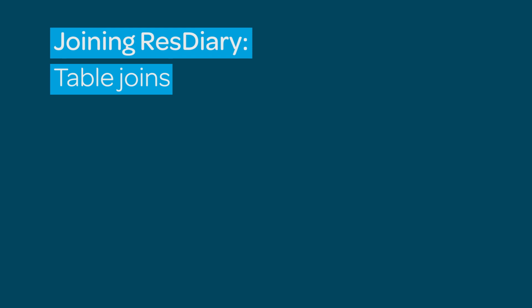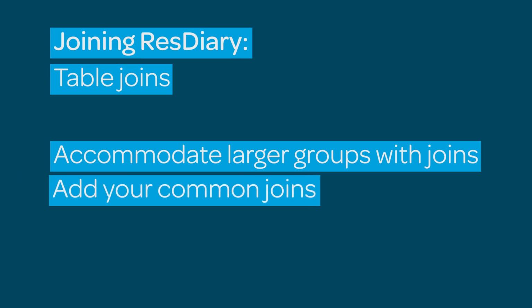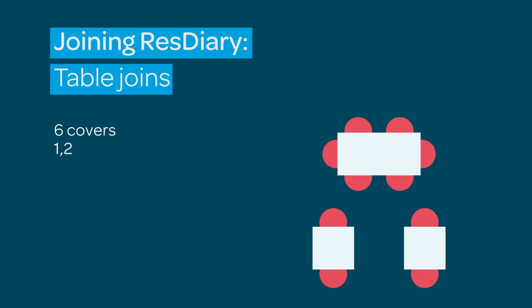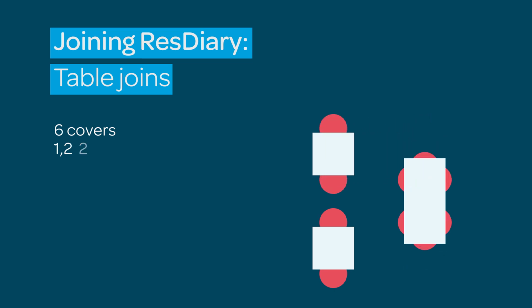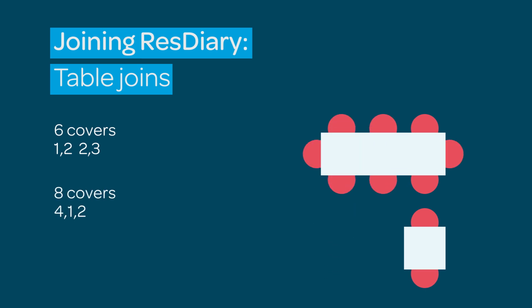In the Joins tab, you'll be able to set which tables you're able to join together to accommodate larger groups. We recommend that you add as many of the joins you commonly use as possible, regardless of any cover size cap you have in place for online booking. In this example, the venue has 4 two-tops, which can be joined in a variety of ways to make a single table with a maximum capacity of 12.